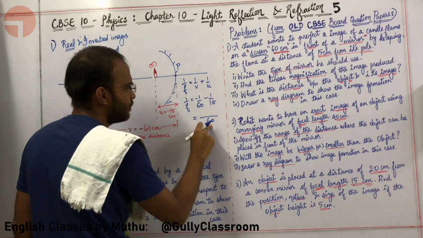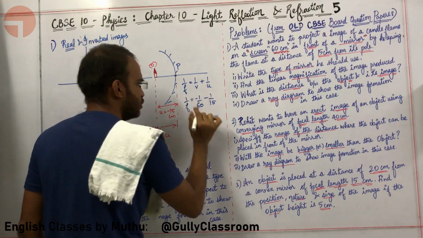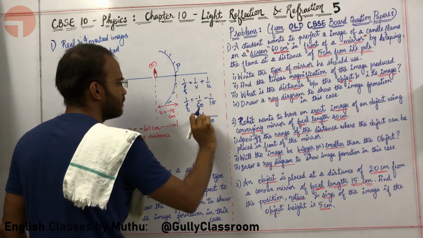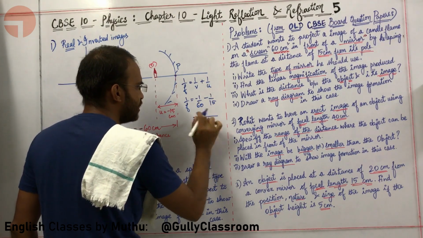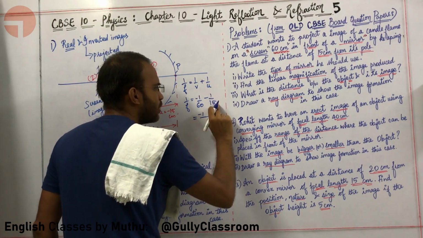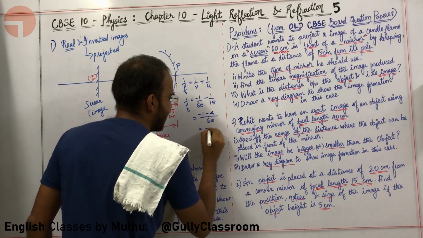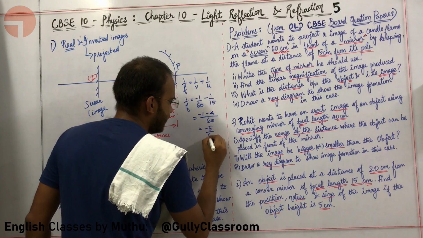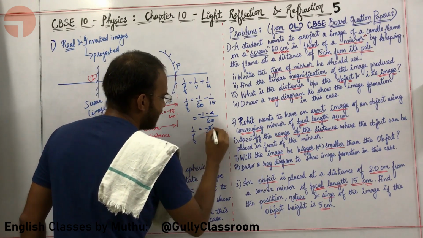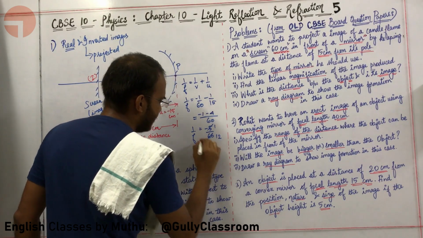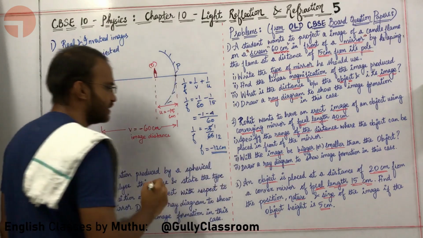In order to accommodate this LCM, I need to multiply 1 in the denominator and the numerator. So my answer is minus 1. In order to convert 15 to 60, I need to multiply 4 in the denominator and the numerator. After multiplying 4, I will get minus 4. So the answer is minus 5 divided by 60. So I will simply cancel this and I will have 1 by 12. So if I take the reciprocal of this, I will have minus 12 centimeters.